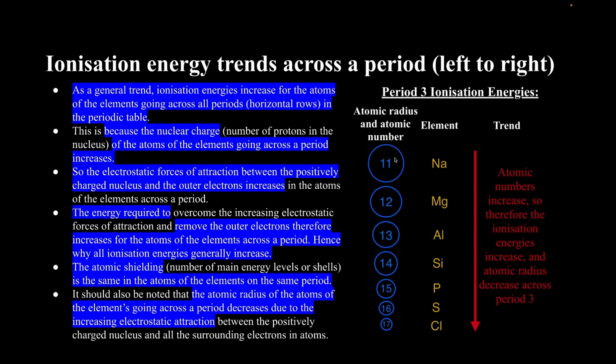So across period 3, for example, the atomic number is increasing. The atomic number refers to the number of protons in the nucleus of the atom. That's the same as the nuclear charge. The naming is slightly different, although they mean the same thing, because nuclear charge is referring to the charge of the nucleus of the atom.